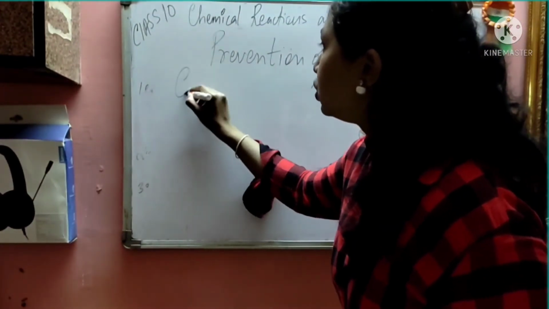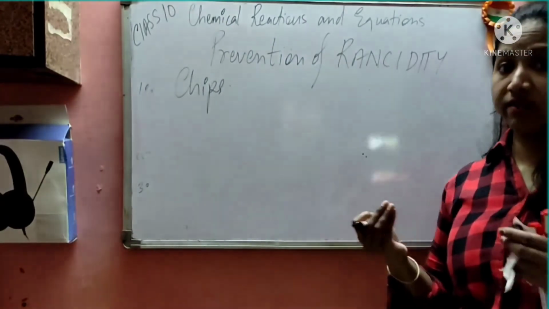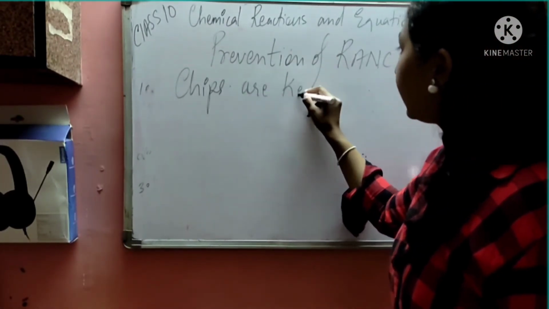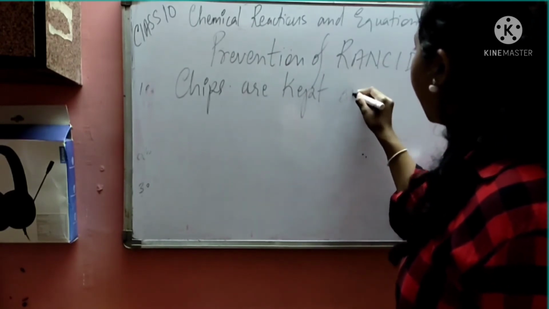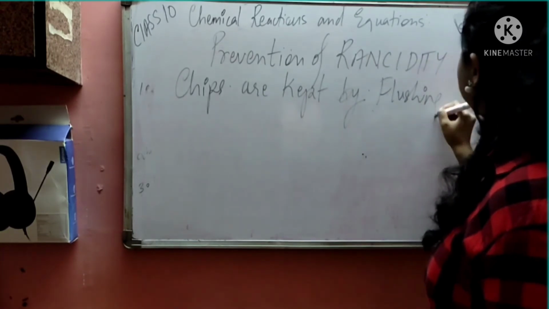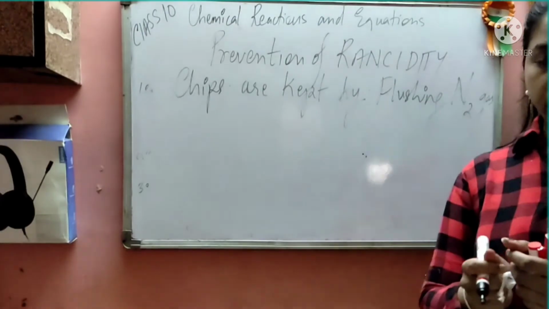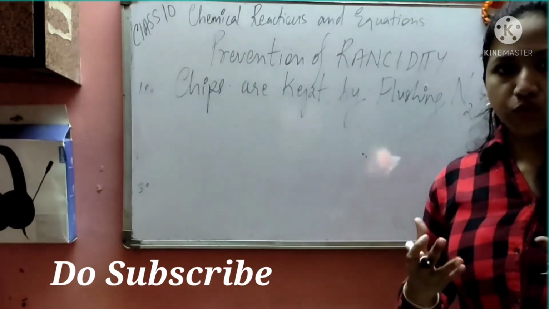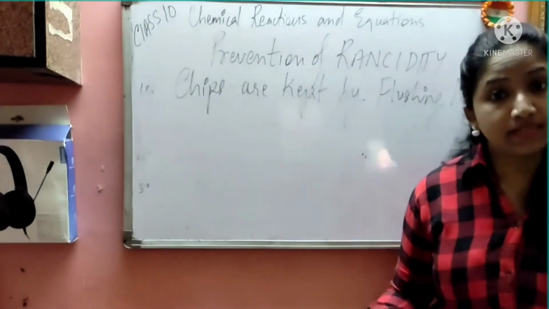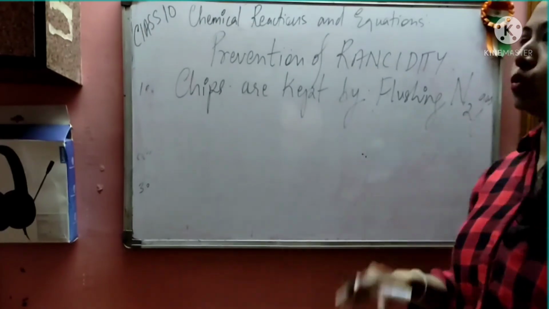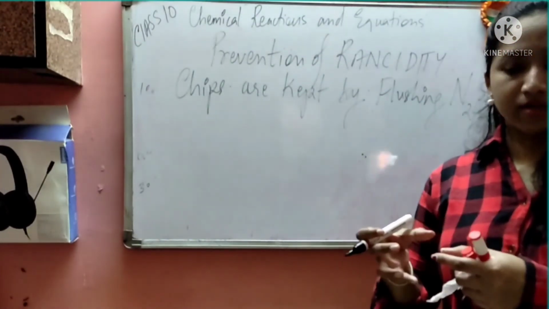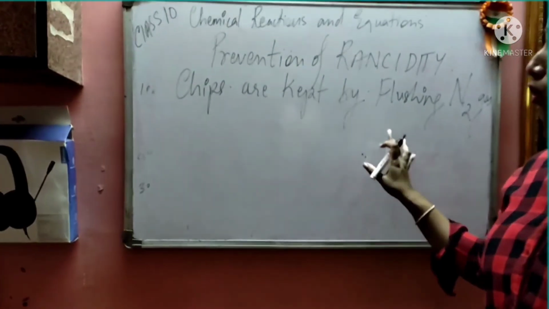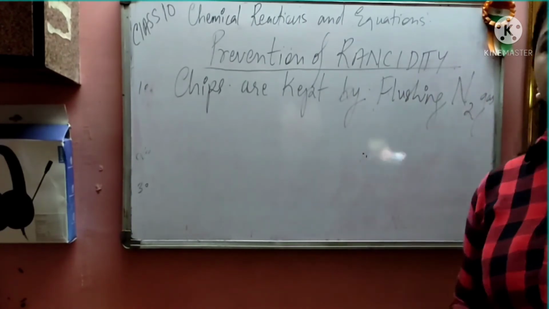How can you prevent this rancidity of food? By keeping these chips, whatever we have, it's basically oil. So these chips are kept by flushing nitrogen gas into it. If you're taking that chips packet and you're opening it, you know that it's a gas which you can smell. So in order to prevent rancidity, these chips are flushed with nitrogen gas, because of which the chips inside the packet remain for a longer period of time.